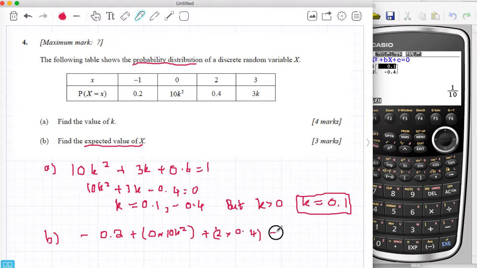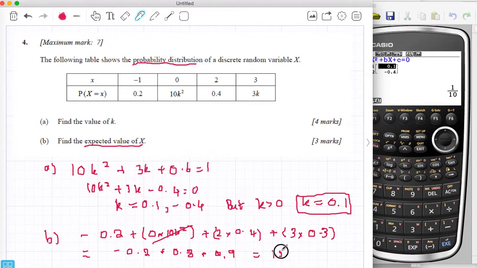Now the reason why I'm writing all this out is because I might make a mistake with my arithmetic. 3 times, remember k is 0.1, so this is 0.3. I might make a mistake with my arithmetic, but having it written all out is probably going to get me 2 of the marks. Now 0 times that's going to be 0, so it's minus 0.2 plus 0.8 plus 0.9. So you can see I already made a small mistake with my adding up. So minus 0.2 plus 0.8 plus 0.9, and this is 1.5.